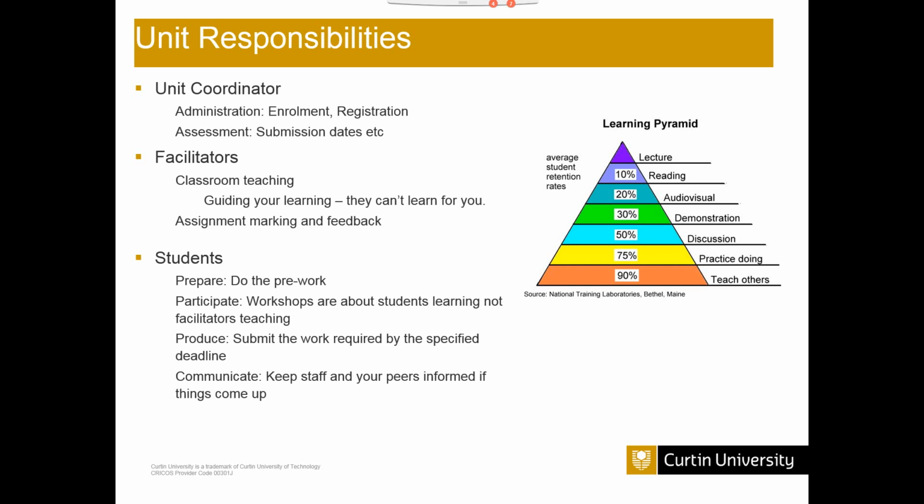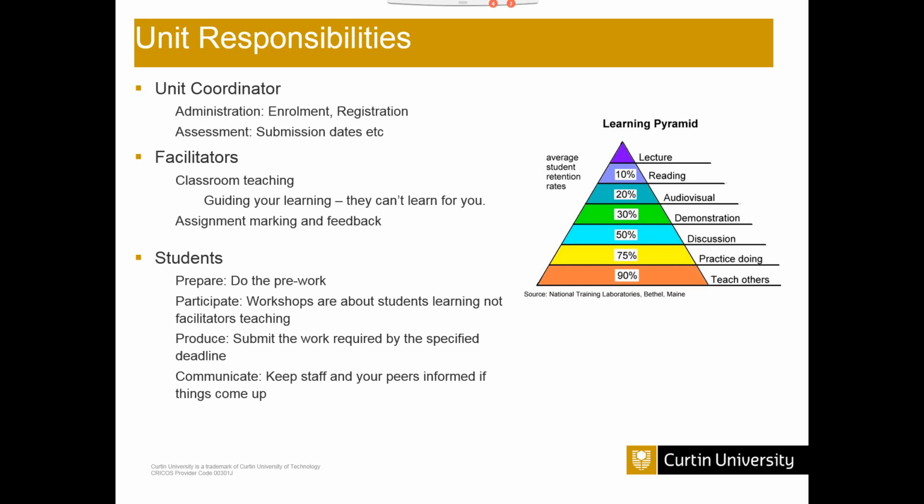Once you start getting down to discussion, you're starting to retain 50 to 75% of the material that you're working on. This is where we're heading in this particular unit, this discussion and practice doing within class. If you already know the material, then you can help yourself learn it even better by teaching others. It's one of the best ways you can retain information.